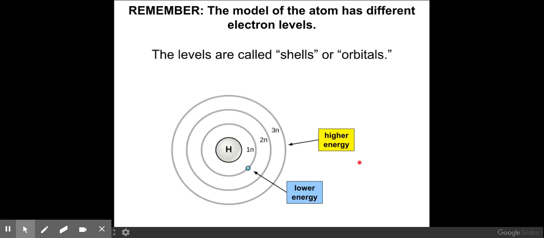So remember, when we were talking about atoms, we talked about how there were different layers that the electrons could go in. Now these different levels are called shells or orbitals. Okay, so each one of these, like for example, this one is showing 3 different shells.